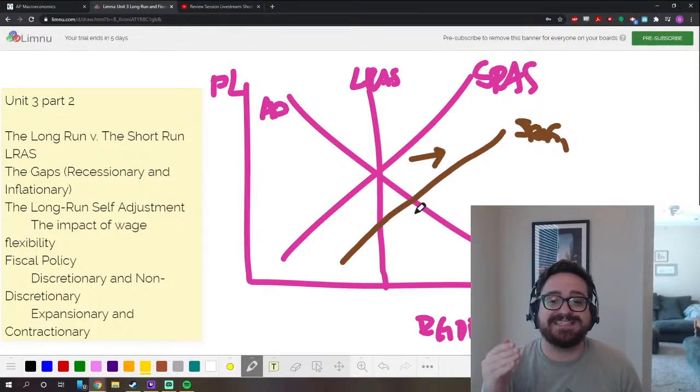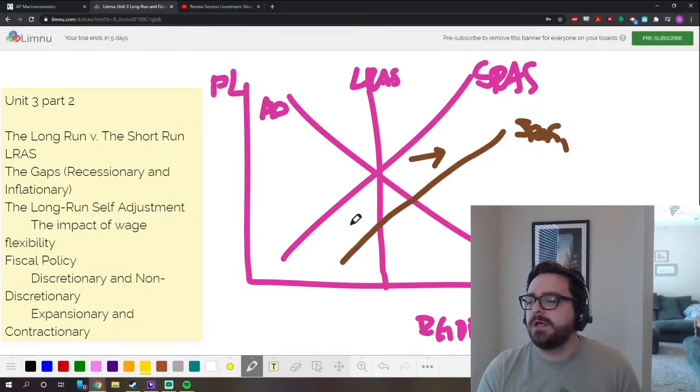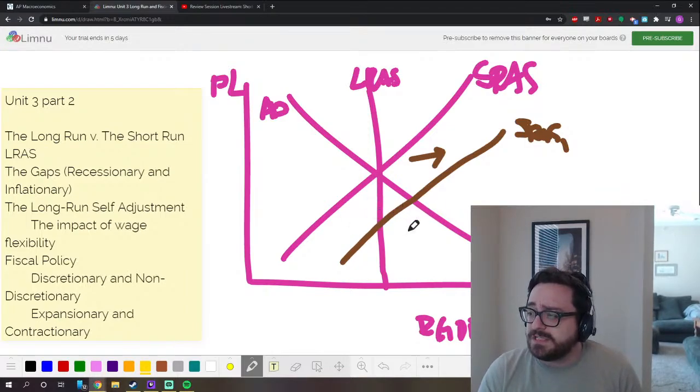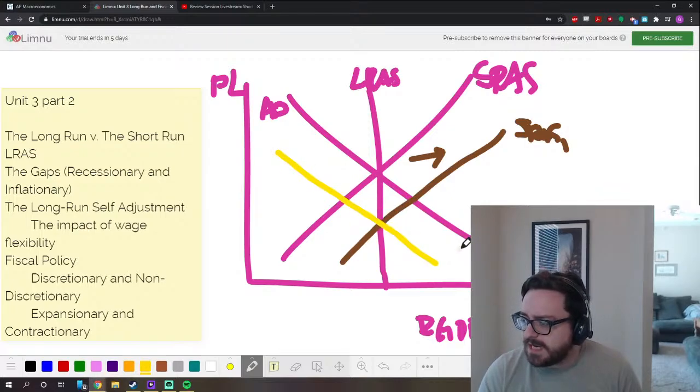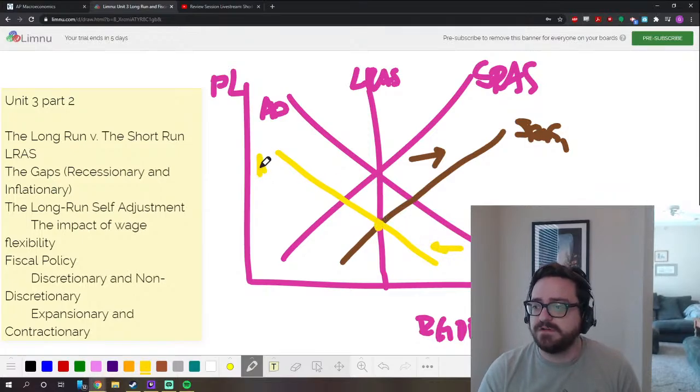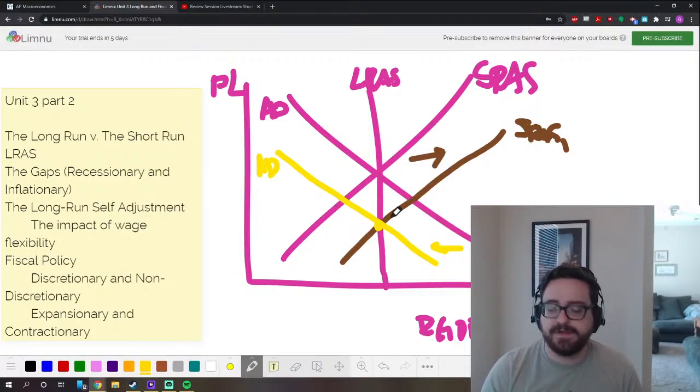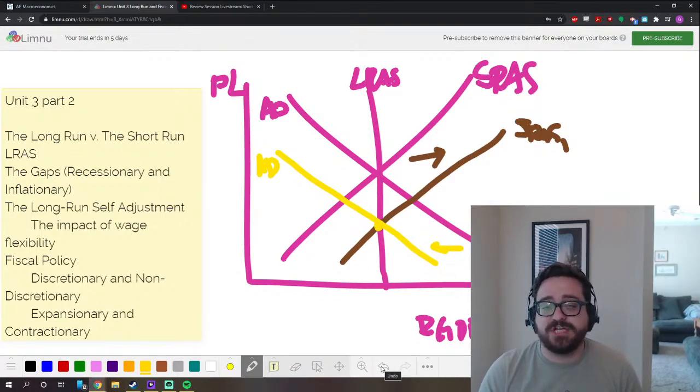All right, if the government wants to get us back to full employment, what they would probably do is get AD to decrease, because that's what they control a lot of the time. So it would be that if the government was going to fix it. This is if the government pursues a fiscal policy like raising taxes would get me down there, or cutting government spending would get me down there. Those would work. So again, if the government's involved, I'm going to be changing aggregate demand.